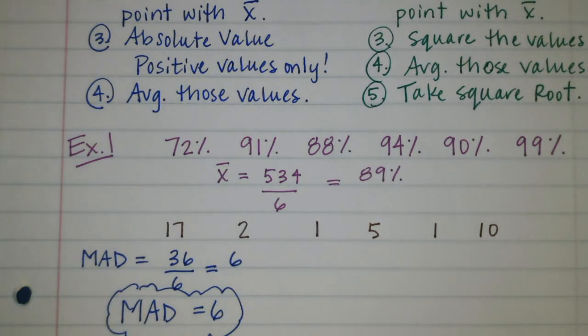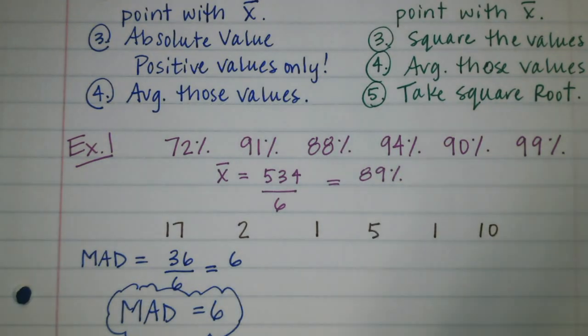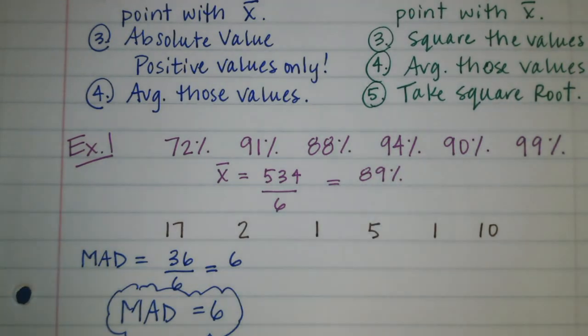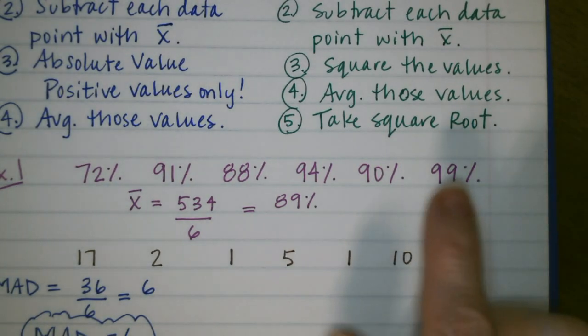Okay, so what that means is, on average, the class scored 6 points from the average. Okay, so that sounds pretty good, because 6 points above and 6 points below would make most people in the class happy. So that looks good to me.